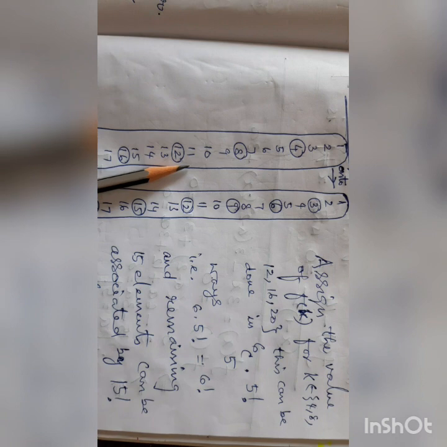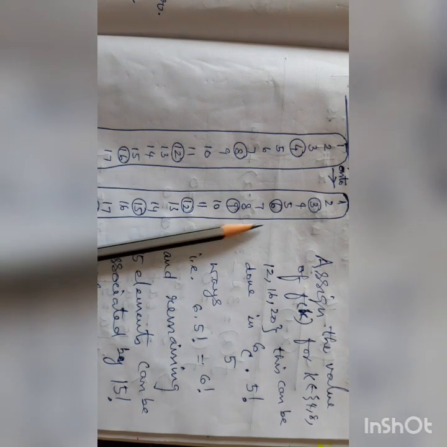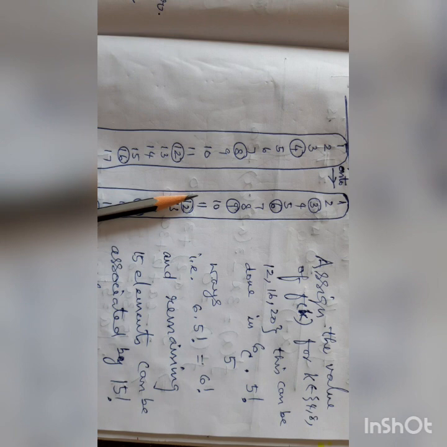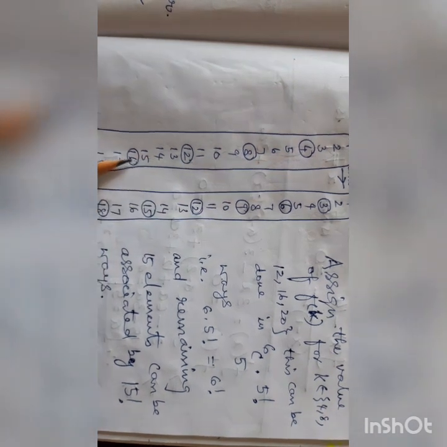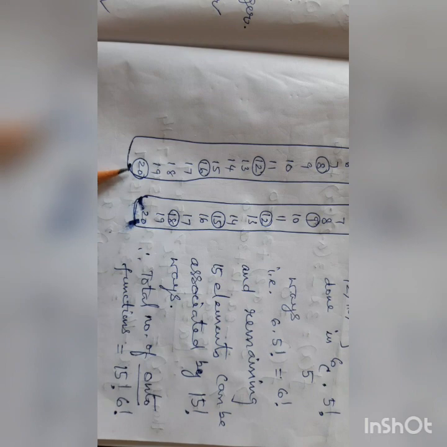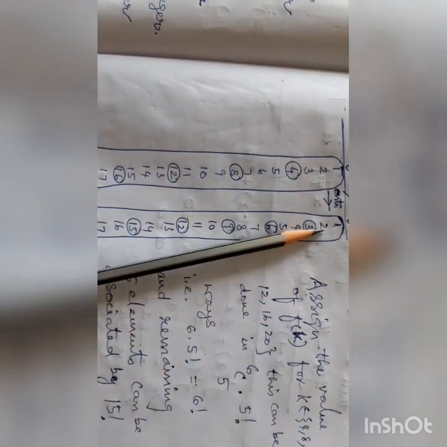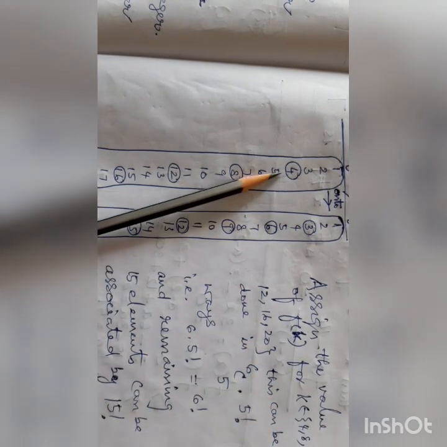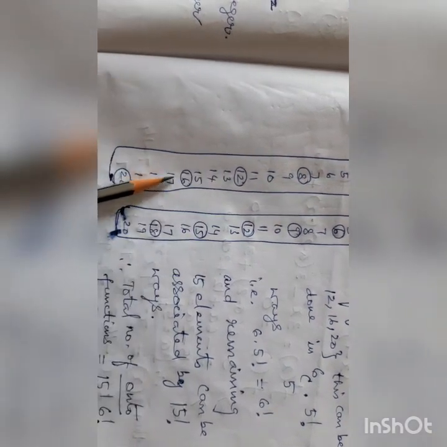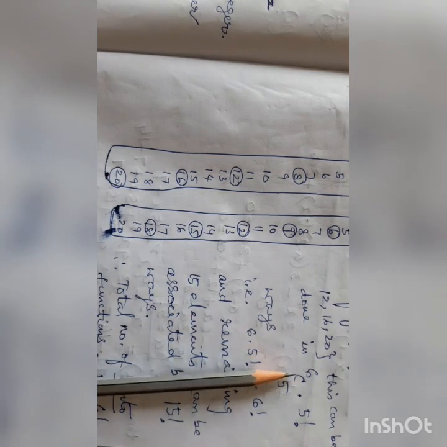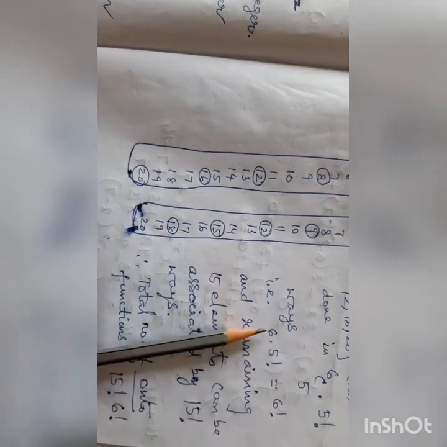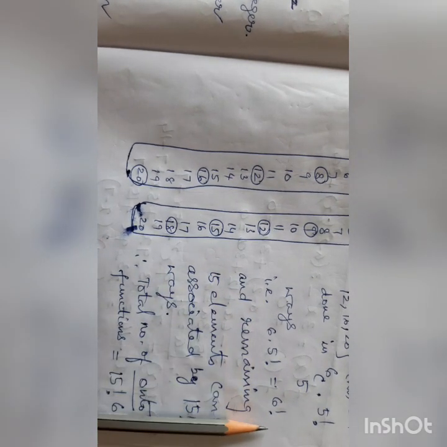Assign the value of f(k) for k equals 4, 8, 12, 16, 20. That is why I have written like this. Assign the value of f(k) for k equals 4, 8, 12, 16, 20. In how many ways? 6C5 into 5 factorial ways. That is 6 into 5 factorial, which equals 6 factorial.